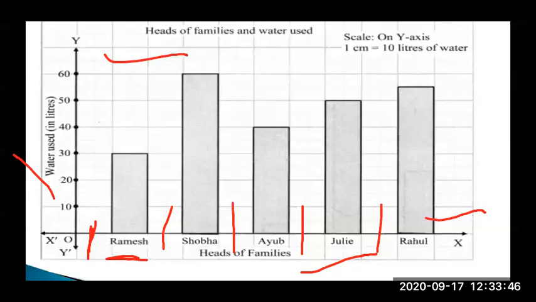Then the scale, the main part, you are going to write the scale. The scale is given as 10 liter of water. So you are not going to start with 5, 10, 15. You are going to start with 10, 20, 30, 40, 50, 60. What is the highest over there? The highest over there is given 55. No, the highest is given 60. So you are going to do the numbering till 60.